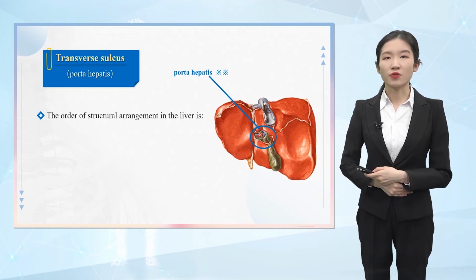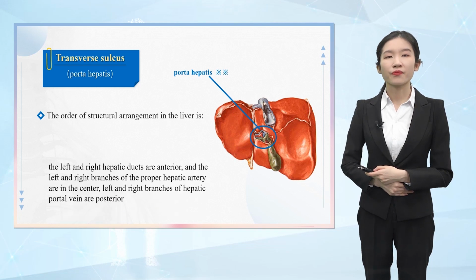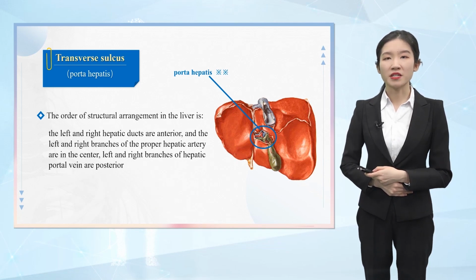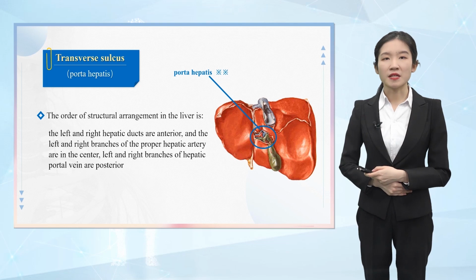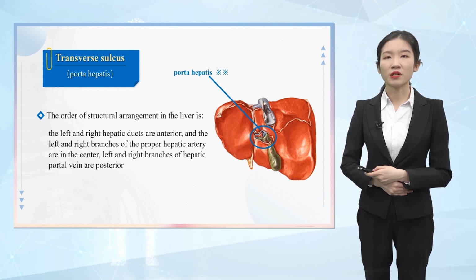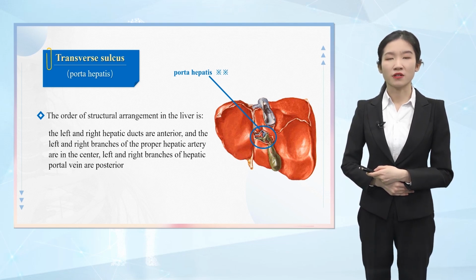The order of structural arrangement in the liver is: the left and right hepatic ducts are anterior, and the left and right branches of the proper hepatic artery are in the center. Left and right branches of hepatic portal vein are posterior.